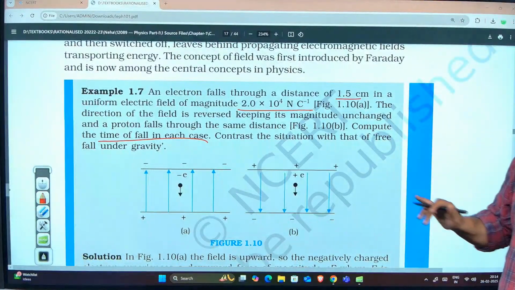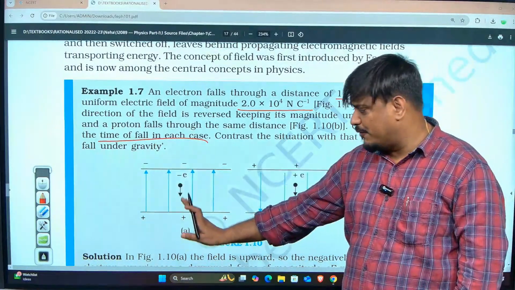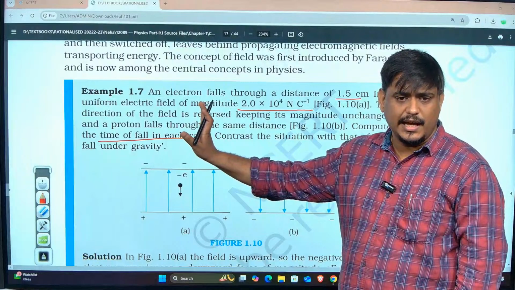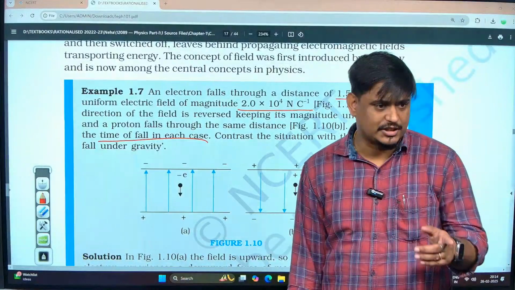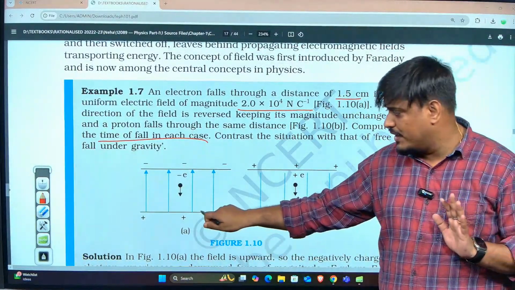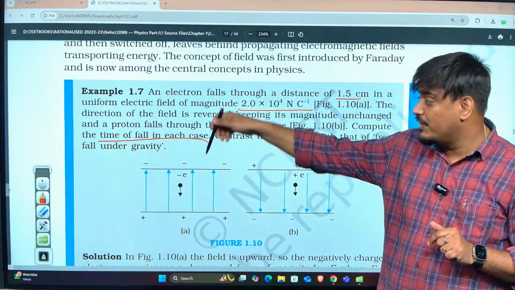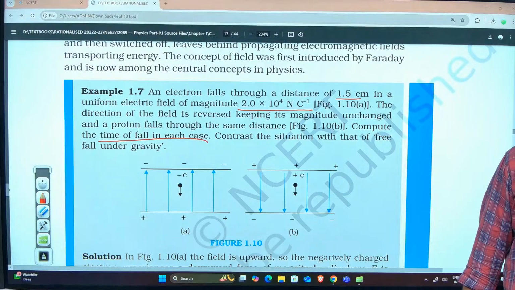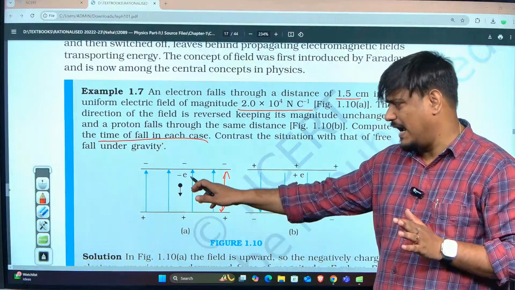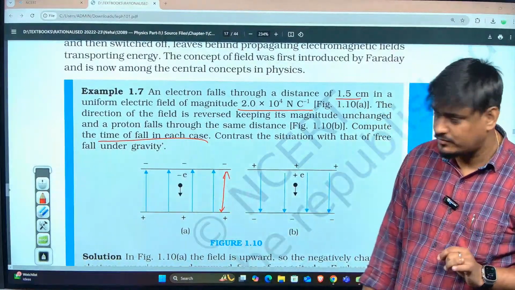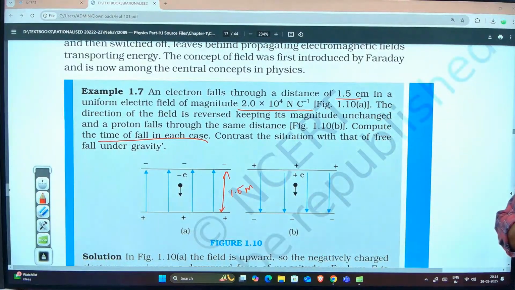Okay. First of all, let us talk about this case now. Electric field is in this direction. Electron will move against the electric field. So obviously the electron will try to fall down in this direction, the opposite direction. Do you agree with me? If the electric field is in the upward direction, then the electron will move in the opposite direction. That's for sure. And they are asking how much time it will take to come down from its starting point. I am assuming it starts from the top of the plate. It's given as 1.5 centimeter.